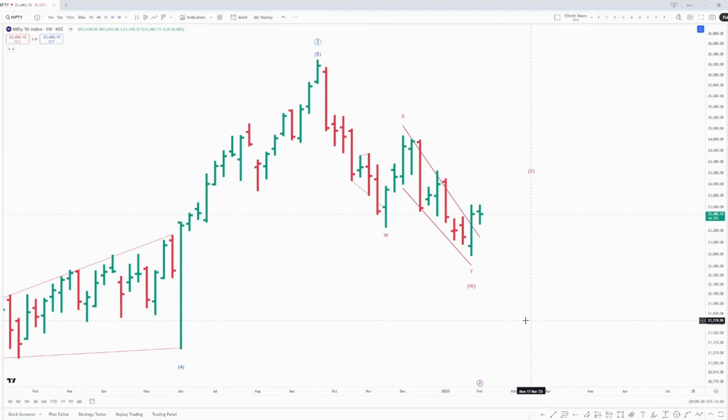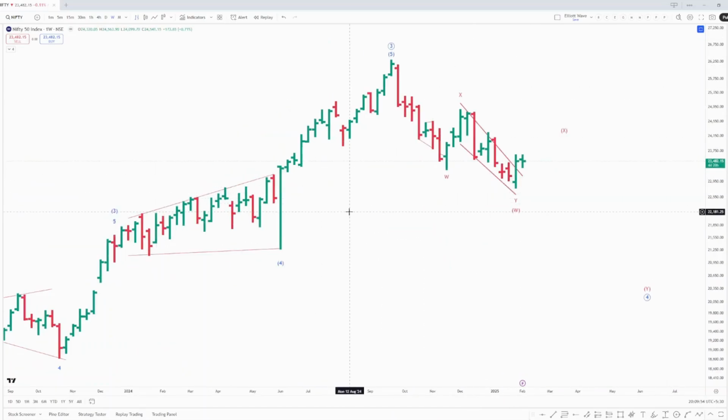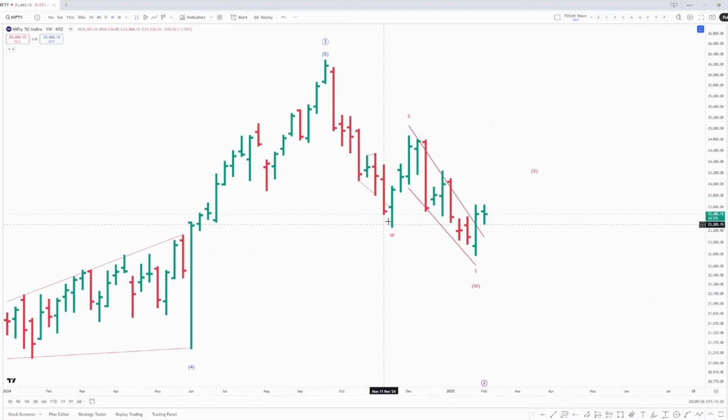But even if it is WXYXZ, even then there has to be an X bounce, and even if we consider WXY as the larger W, then the larger X should still occur. And even if we consider that this is the only correction we are going to have, even then there is going to be an up move, right? So all probabilities point that at least we should see some bounce from here.